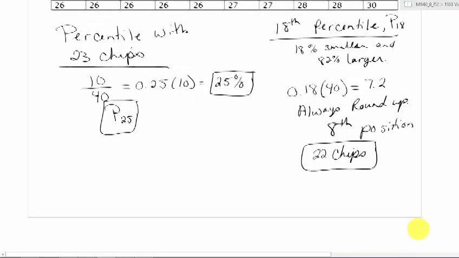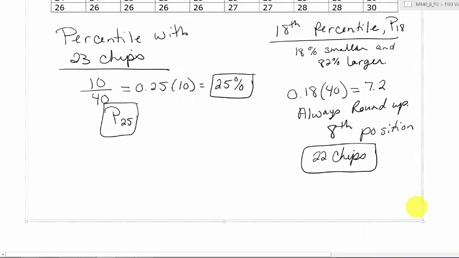So that's it for percentiles. This is a nice lead in to the next video that's going to be talking about quartiles and box plots.